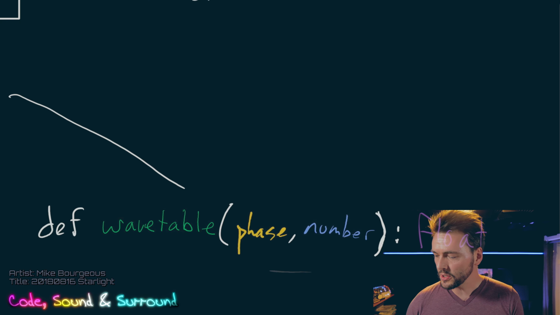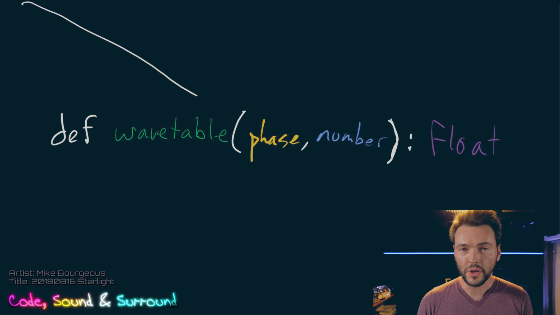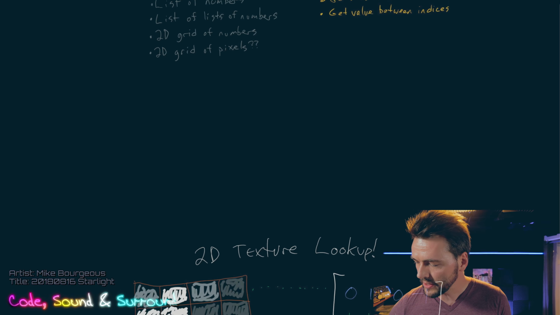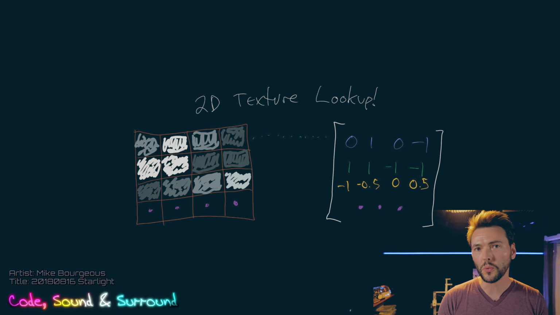And then from a code perspective, similarly, we need a function that will take phase and wave number as input and return a floating point number as our output. For those of you who are familiar with graphics, in theory, someone could use a GPU to implement a wavetable synthesizer.